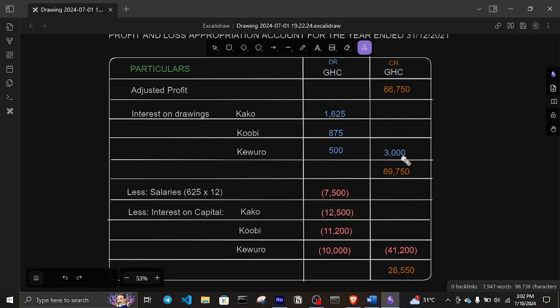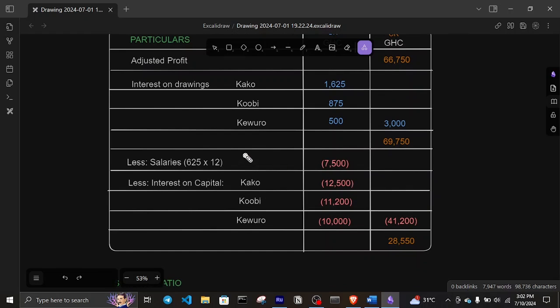And we're going to add the 3,000 Ghana cedis to the adjusted profit because it's an interest that is going to the business. Next is the salaries. Remember that the salary was 625 cedis, but for the entire year, it's going to be times 12, which is 7,500 Ghana cedis. Now, the business will pay this money to Kero, right? So paying it to him will mean that the business will be taking money from the business and giving it out. So it's going to reduce our profit. So we are going to subtract. That is why it is in brackets.